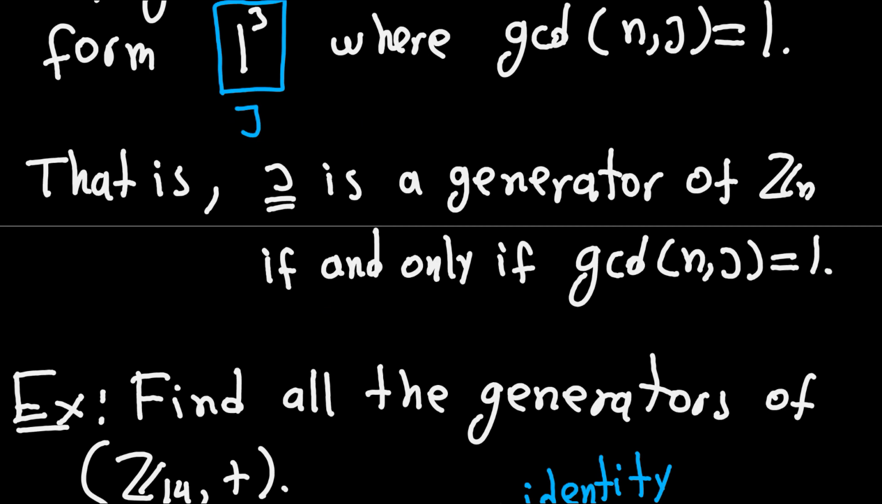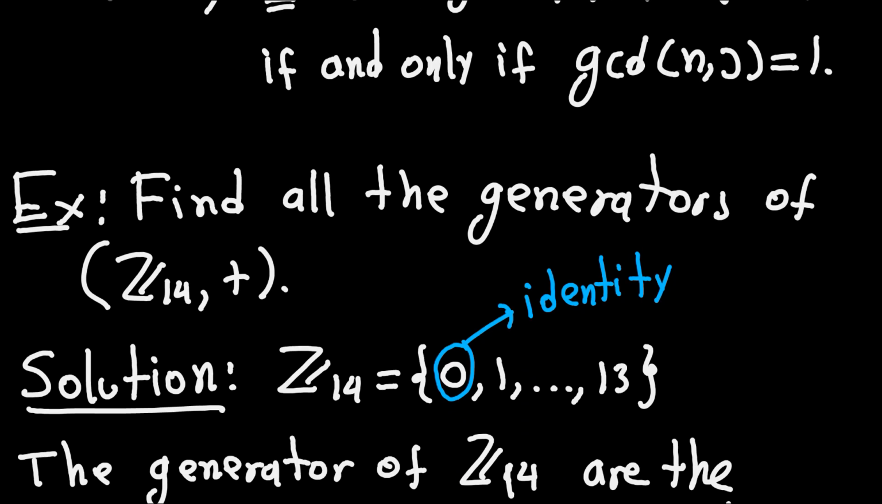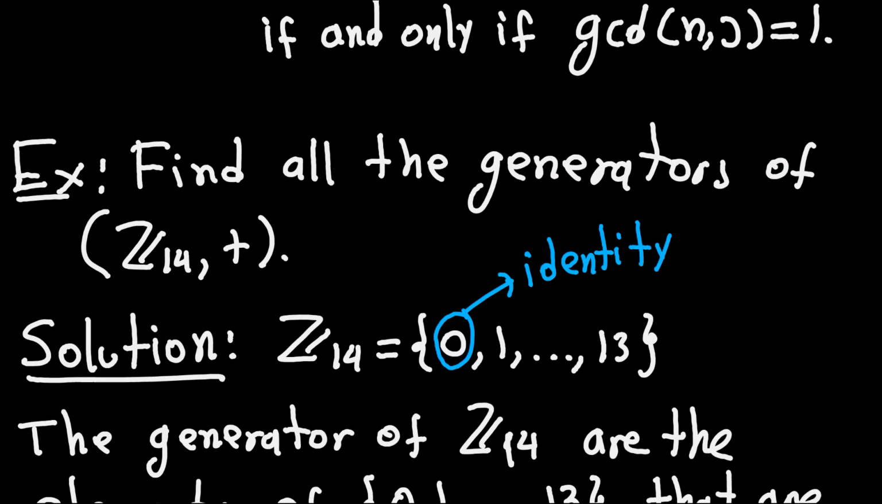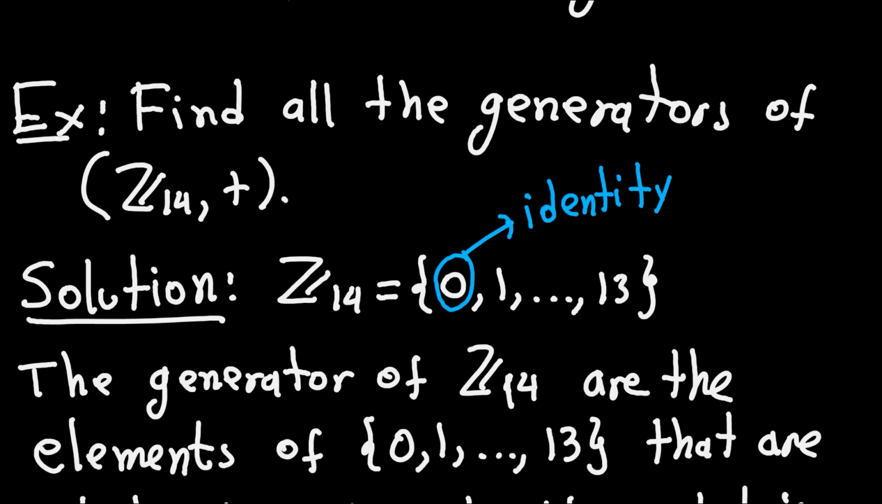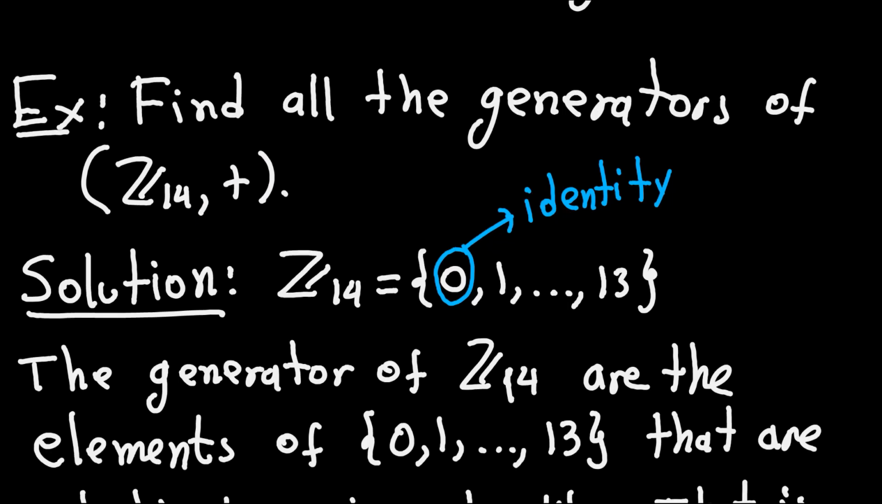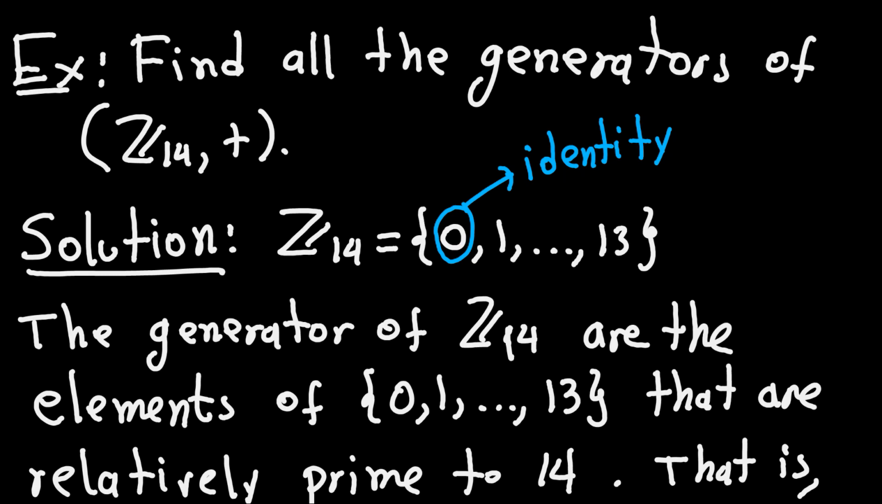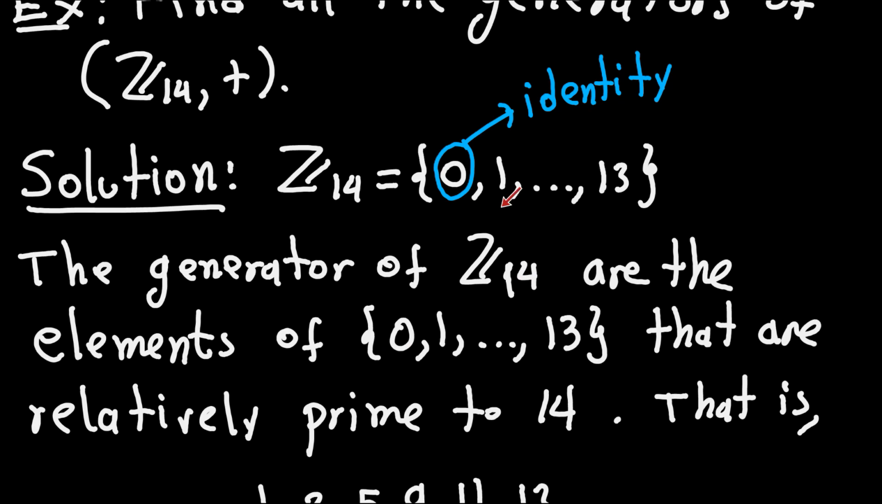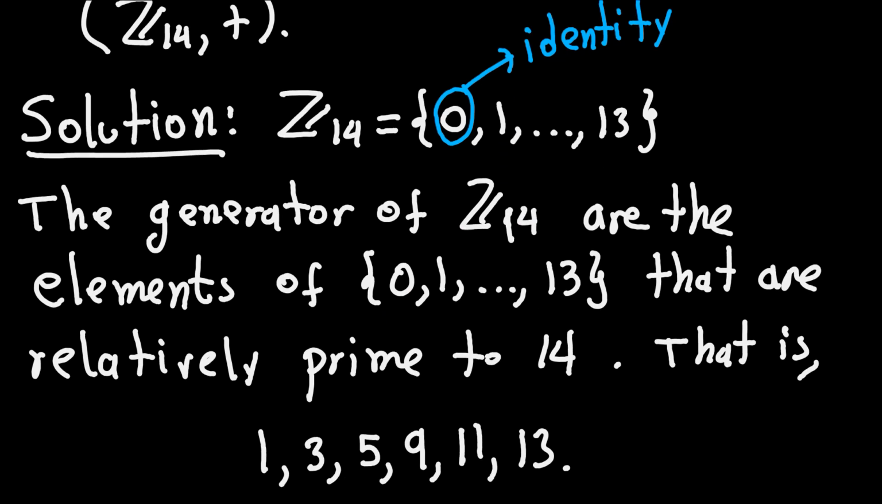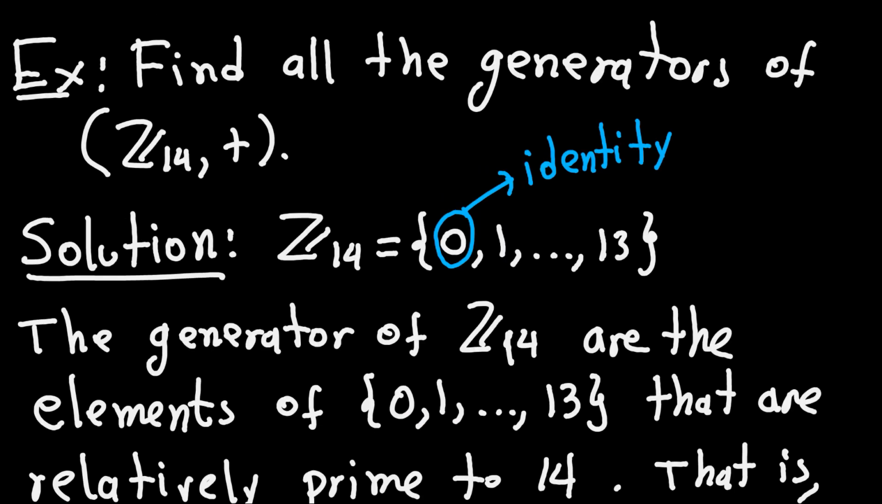So let's look at a particular example. Let's say we want to find all the generators of Z14 with this addition being modulo 14. Now, what is Z14? It's all the possible remainders when you divide by 14, so that will give me 0 up to 13. Now, the generators of Z14 will be taken from the elements of the group, of course, that are relatively prime to 14.